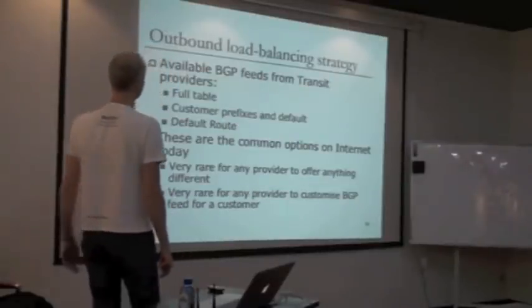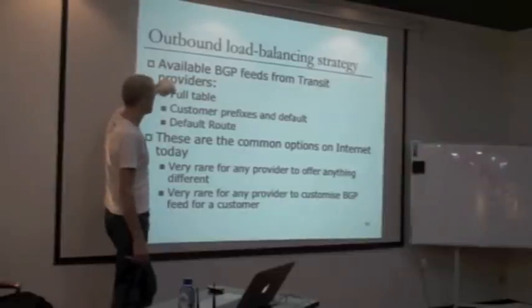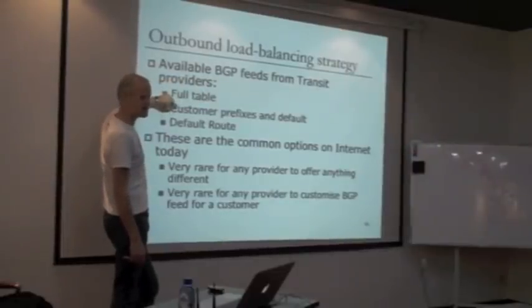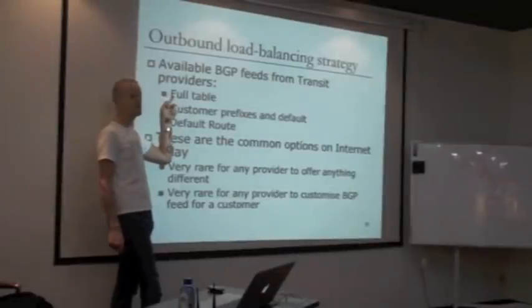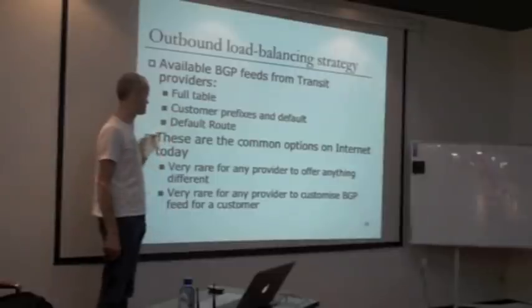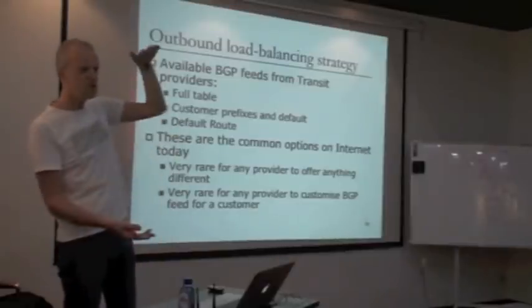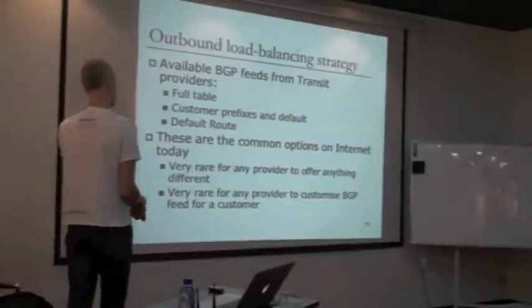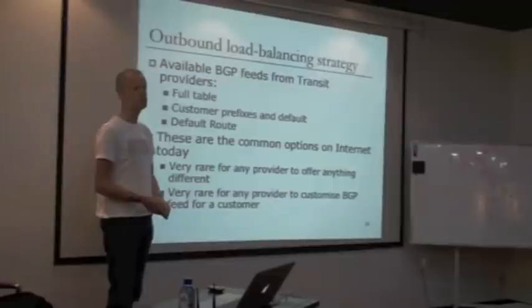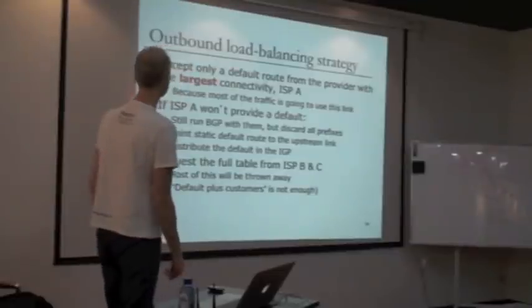The available BGP feeds you can get from your transit provider. You can get the full table. You can get customer prefixes and the default. I'm not sure why this is useful, but that's what they were offering, or the default route. So the useful ones are the full BGP table and the default route. These are the common options. If you go to a transit provider today, they will say you can have full BGP or default. They're very unlikely to give you anything else. And if they give you anything else, it's going to be harder for them to manage and harder for you to manage.